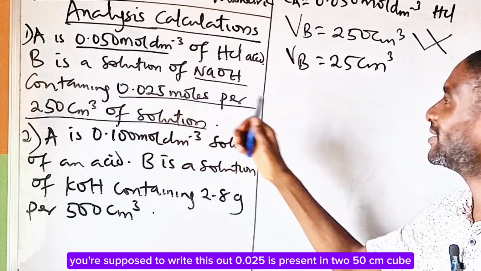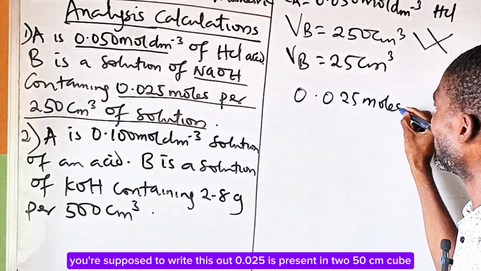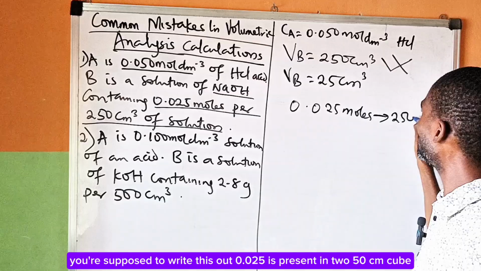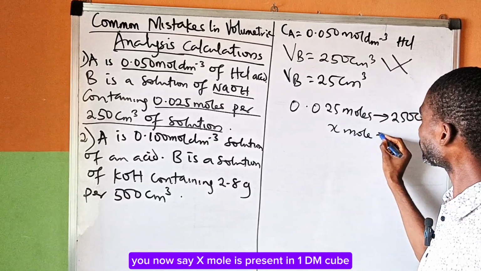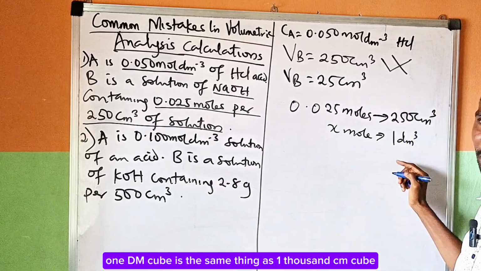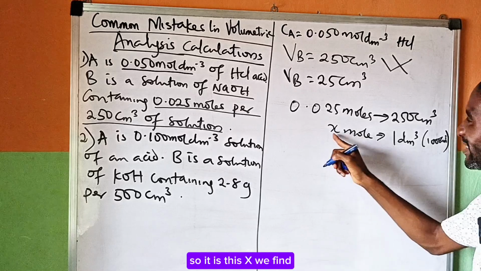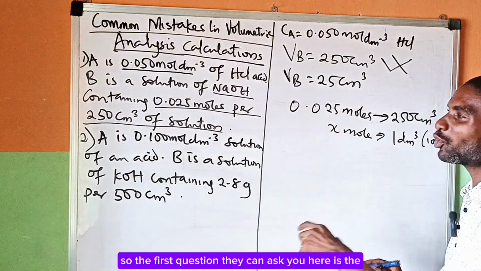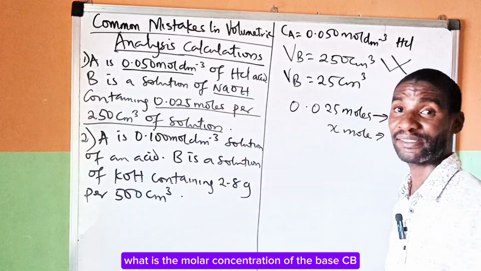So what are you supposed to do with the 250? You're supposed to write this out. 0.025 moles is present in 250 cm³. You now say X mole is present in 1 dm³. 1 dm³ is the same thing as 1000 cm³. So it is this X you will find. The first question they can ask you here is what is the molar concentration of the base, CB.